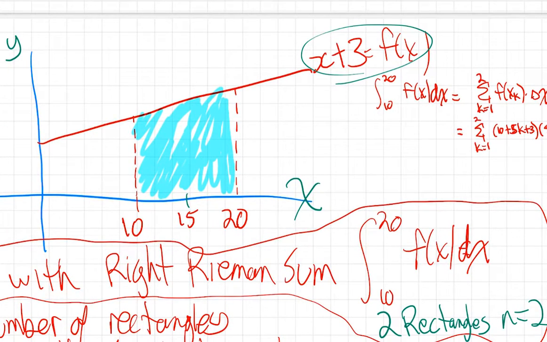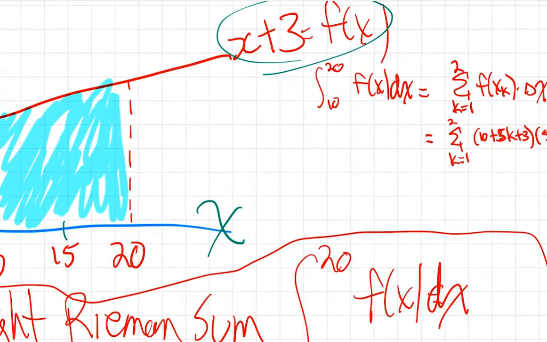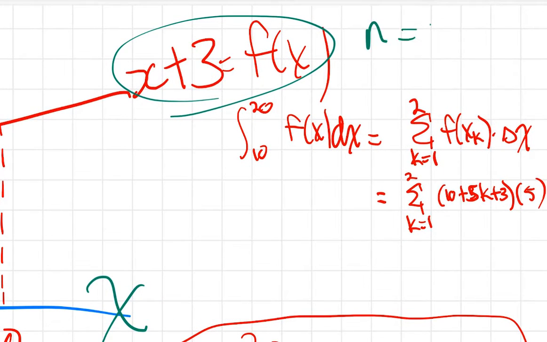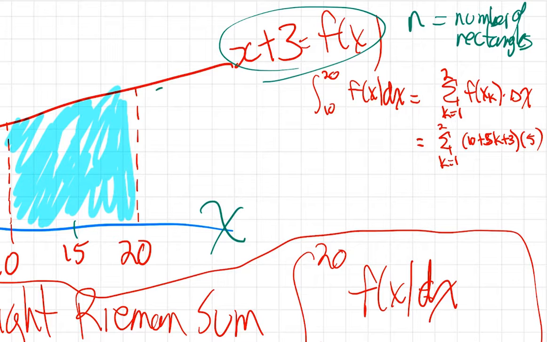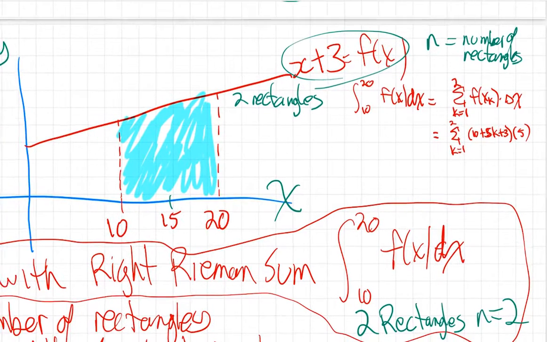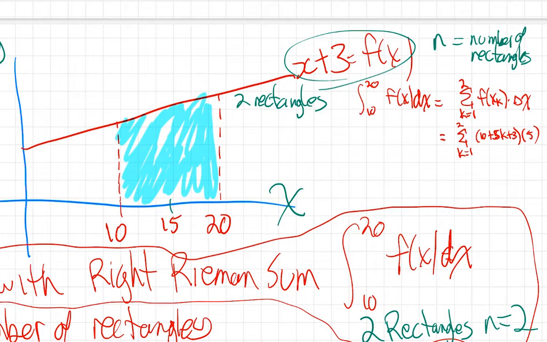Oh, by the way, the letter that we assign for the number of rectangles is called n. So n represents the number of rectangles. So in this one, say I wanted to have 2 rectangles. How wide would each rectangle be? That's delta x, right? How wide would each rectangle be? So the total width is 20 minus 10. So the total width equals b minus a.